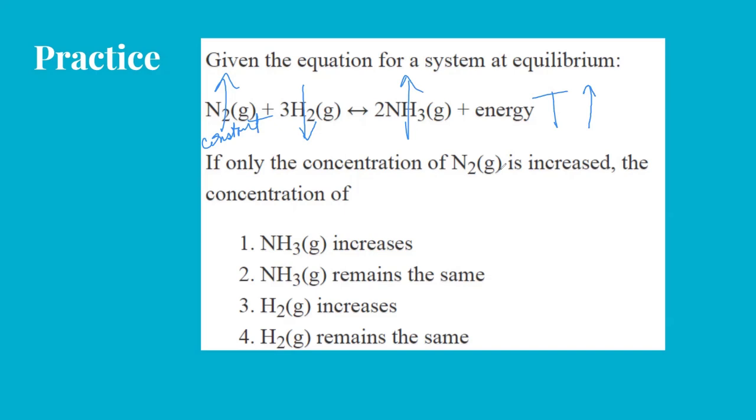All right, NH3 increases. That is true. N2 remains the same. No, the only person who gets to remain the same is the person you actually touched. So it's the person you mess with that the equilibrium is going to try and get their world back to being exactly the way it was. Will the H2 increase? No, you're going to have to use it up to do the forward reaction. And H2 can't remain the same.